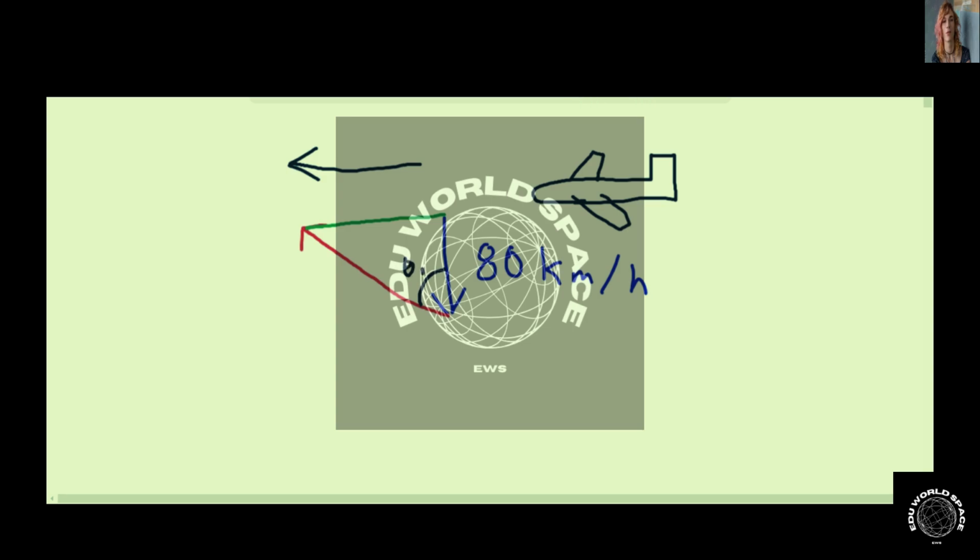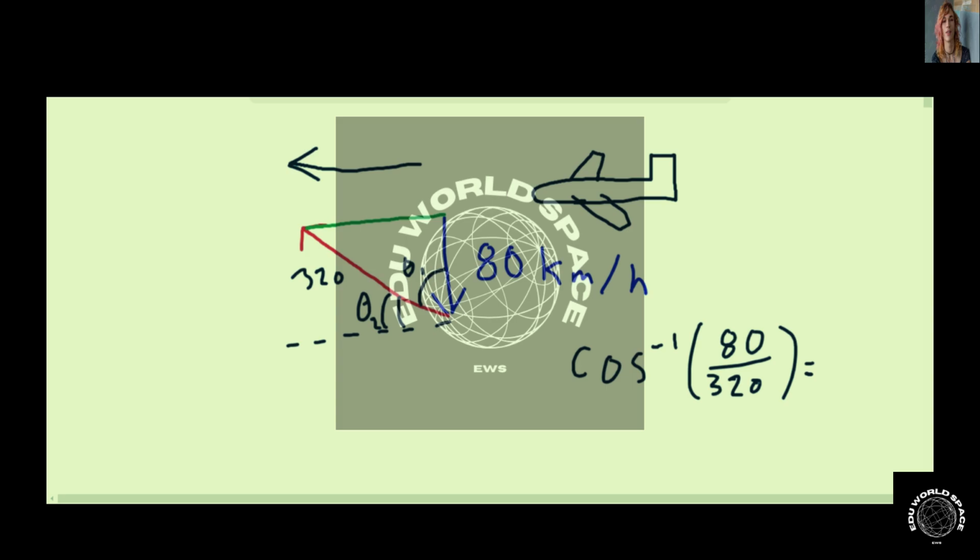But what we want to know is we want to know it from the horizontal. So we just put a dotted line here. We actually want this theta. So theta 1 is going to be given by the inverse cosine of adjacent over hypotenuse. And our hypotenuse is 320 kilometers per hour. So 320.